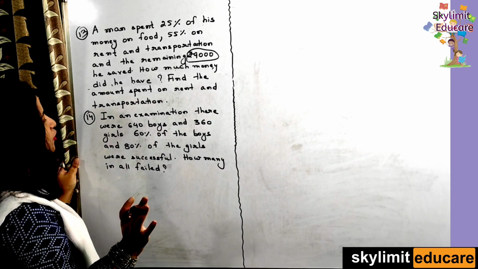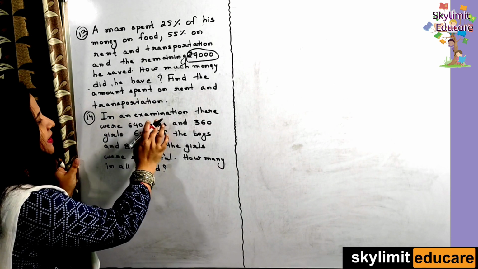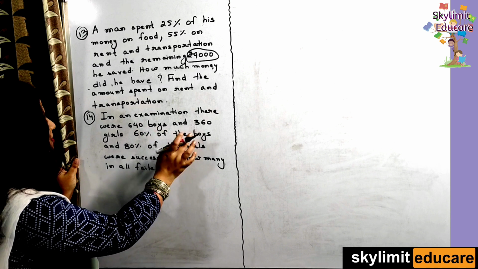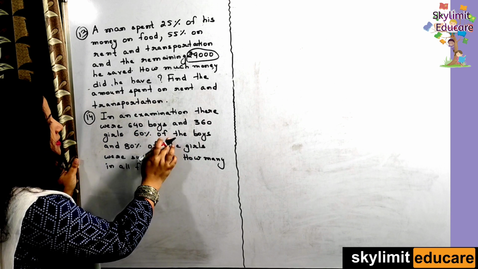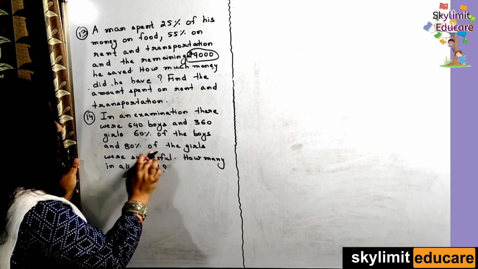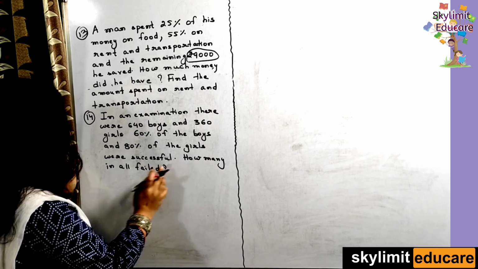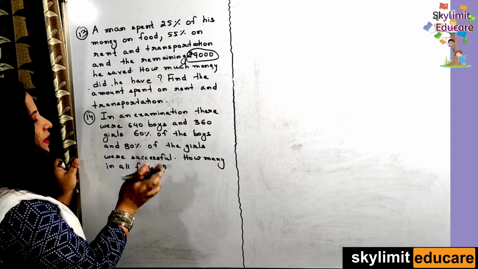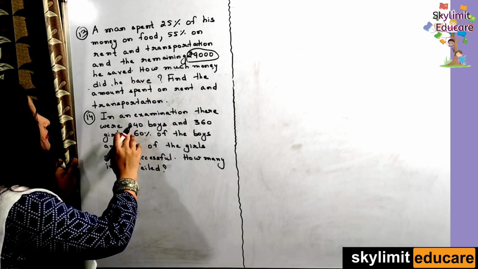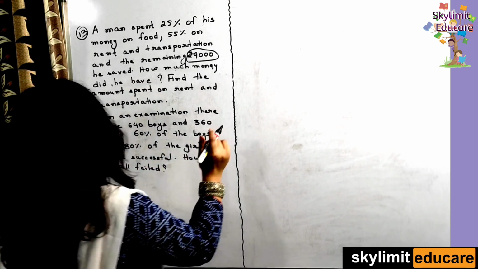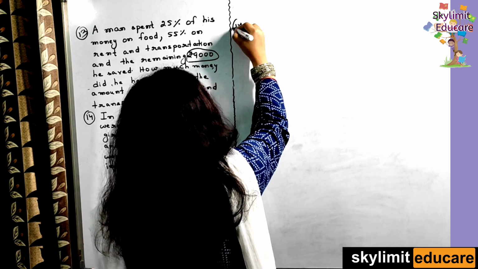Now the last question for today. In an examination, there were 640 boys and 360 girls. 60% of the boys and 80% of the girls were successful. How many in all failed? That means those who were not successful, right? So what is given? The number of boys. Let us write down the number of boys.